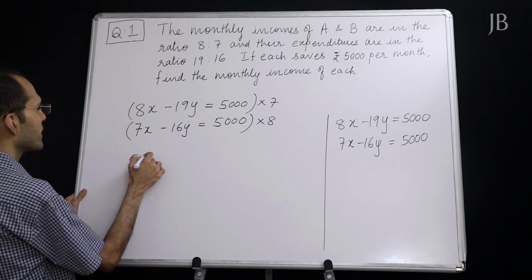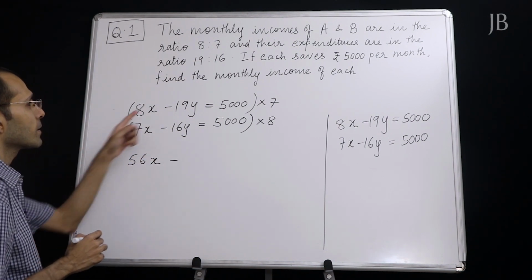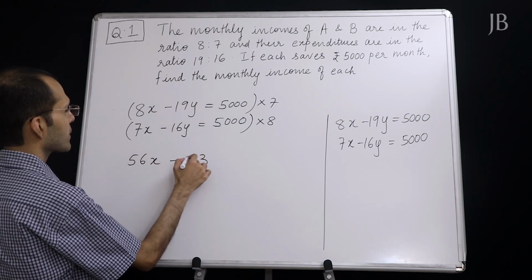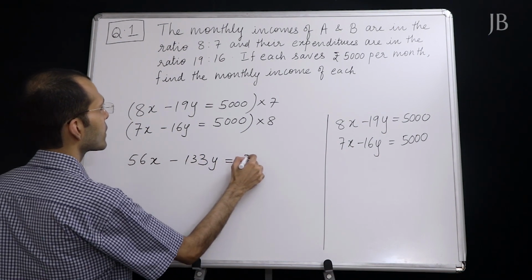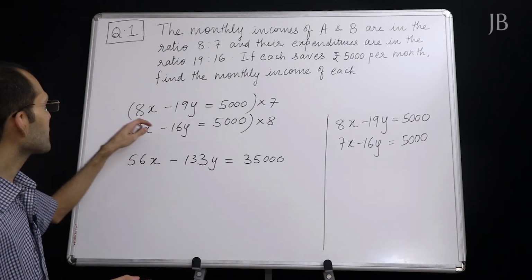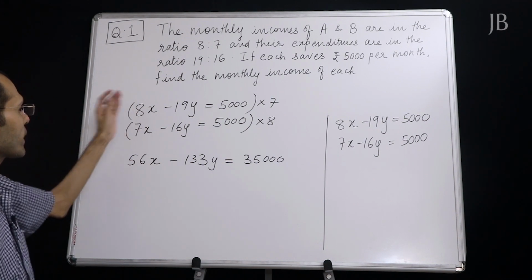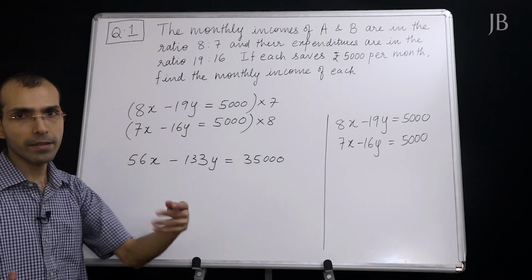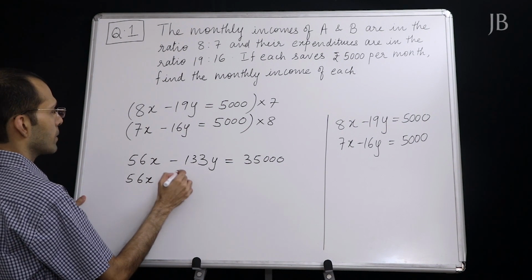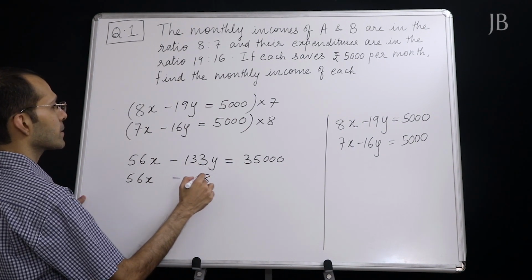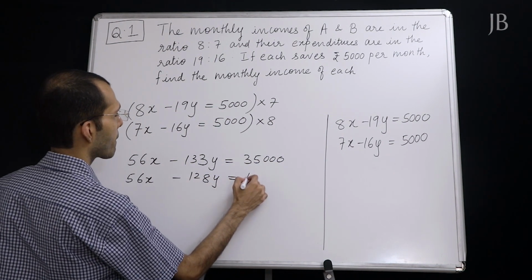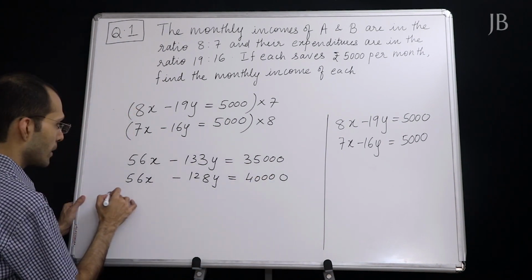So this will become now 56x minus 19 times 7, how much? 133y is equaling 35,000. Remember, you have to multiply the equation throughout. Many a time people multiply the first term and say equalized, and then they forget to multiply it throughout. Then naturally everything will go wrong. Now here it will be 56x minus 16 times 8 is 128y, equaling 40,000. Now what to do?